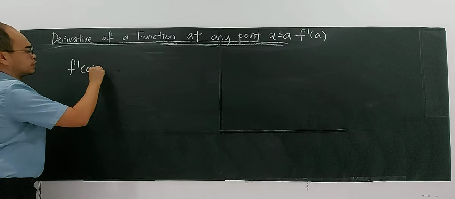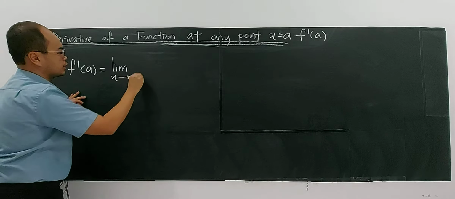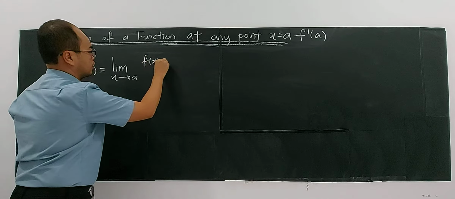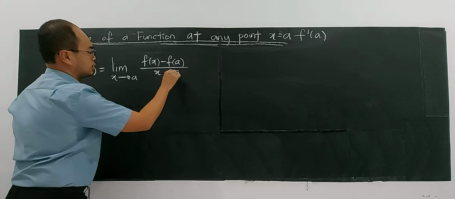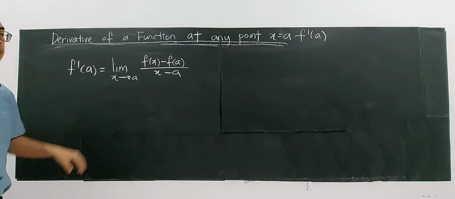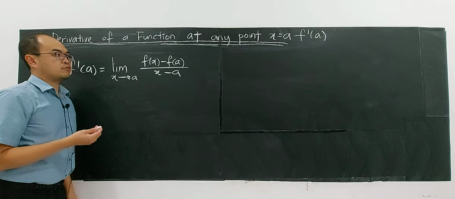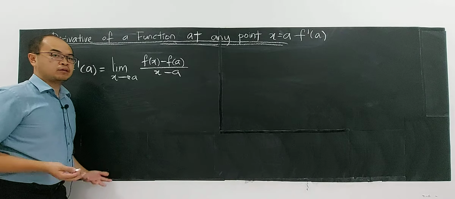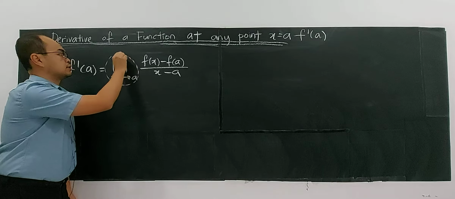The first principle at a point. It means the limit as x approaches a of f(x) minus f(a) divided by x minus a. This is the formula we're going to apply. But if there is a piecewise function, which has different functions on different domains of x, then we have to understand the concept of limits here.